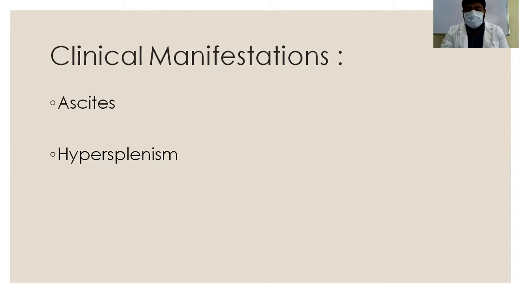Hypersplenism. How is hypersplenism occurring? See, in portal hypertension the pressure gradient in the portal vein increases. As the pressure gradient increases, there is backflow of blood from the connection. What is connecting from the spleen to the portal vein? The splenic vein. So there is backflow of blood, and hypersplenism can occur.